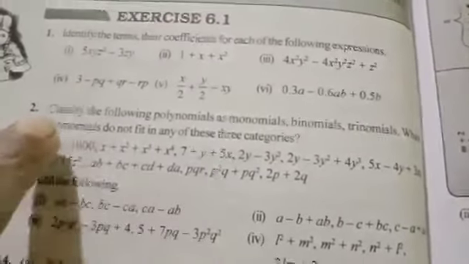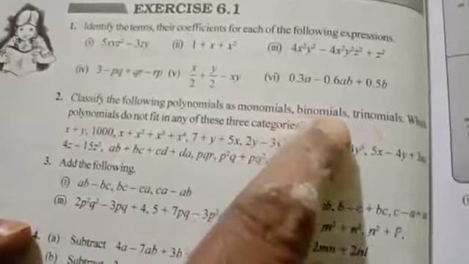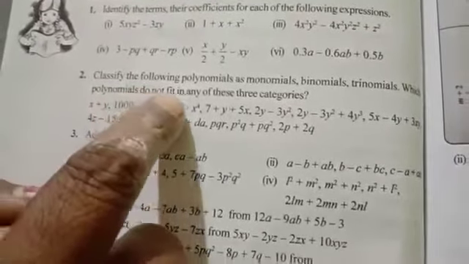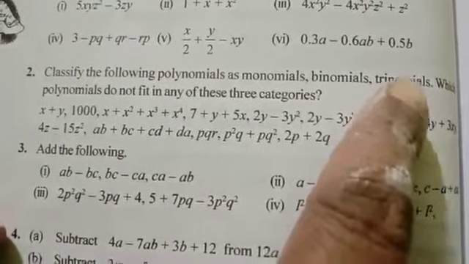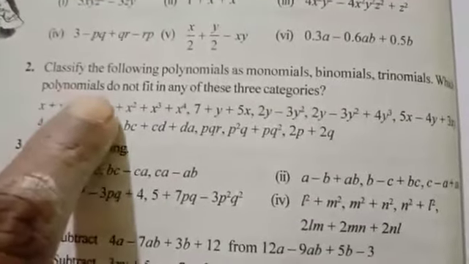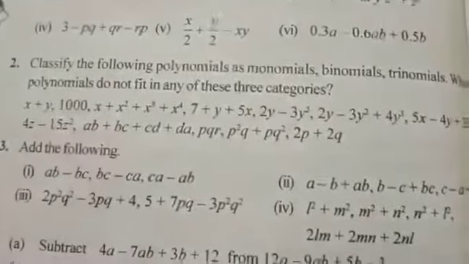Second question. Remaining you do as homework. Second one is: classify the following polynomials as monomials, binomials, trinomials. Which polynomials do not fit in any of these 3 categories? Suppose monomial means 1 term, binomial means 2 terms, trinomial means 3 terms. If we have more than 3 terms, those polynomials do not fit in any of these 3 categories, we have to write.